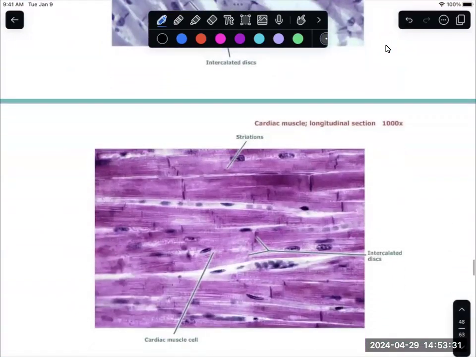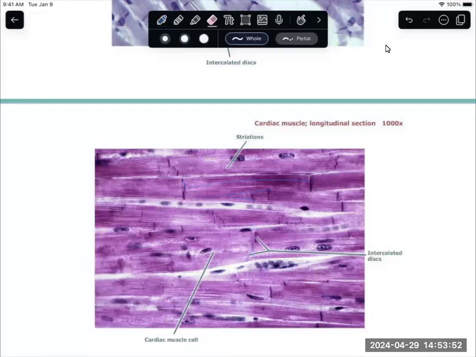I don't like that picture. I like this one. In this picture, you can see these darker lines, those intercalated discs. You can kind of see where these cells may branch in these different directions. You can tell me if you think I'm hallucinating or not, but they kind of do.